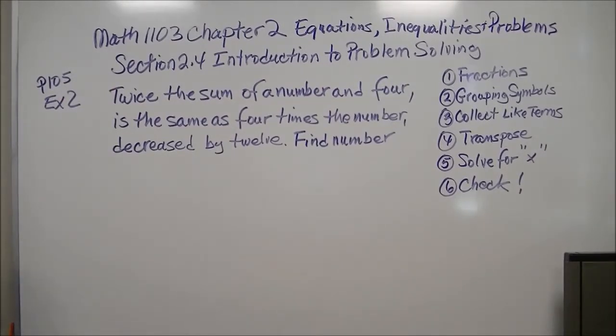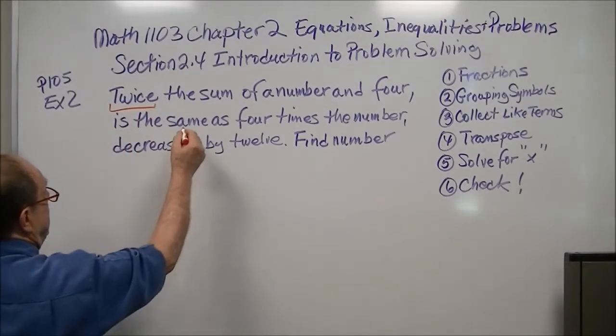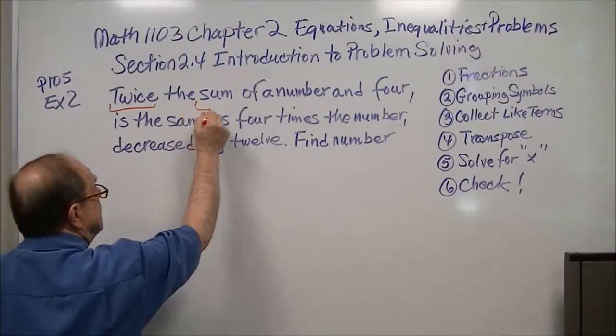As we go on to example 2, again, read it carefully. Twice the sum of a number and 4 is the same as 4 times the number decreased by 12. So once again, we're looking for key words. Twice. And here it's twice a sum.